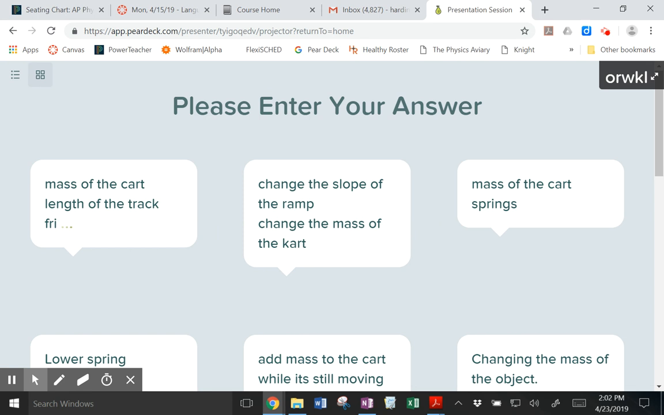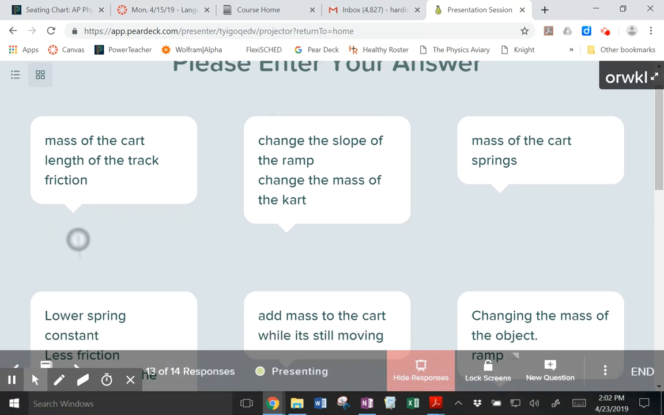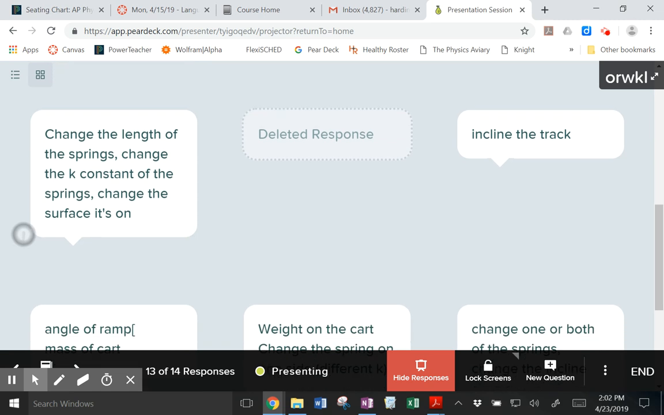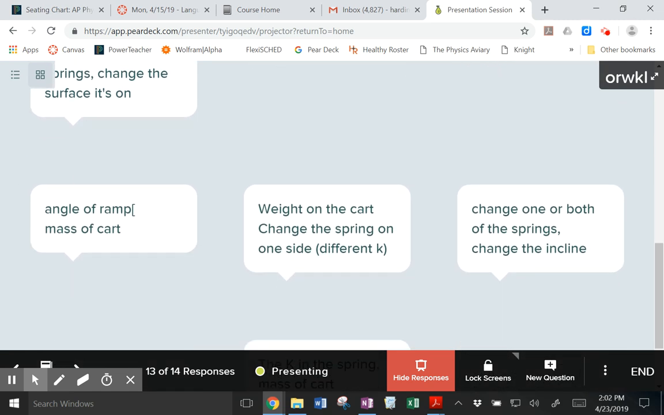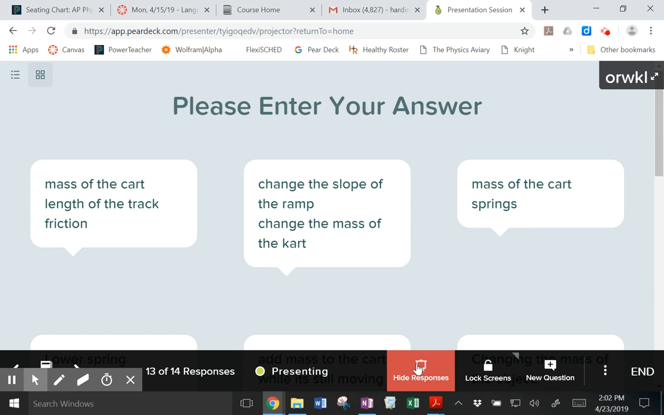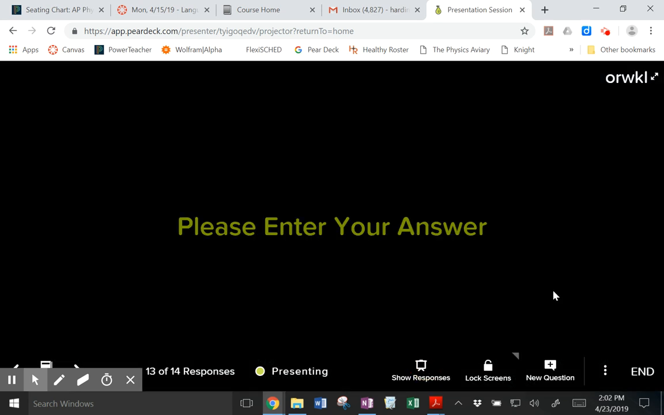What are our smart friends saying on the internet now? Mass of the cart, length of the track, friction, slope of the ramp, mass of the cart, springs, lower spring constant, add mass to the cart while it's still moving. Change the mass of the object, incline the track, angle of the ramp. Cool. I had not seen angle of the ramp come up yet today, so I'm excited to try that. Let's see what happens over here.